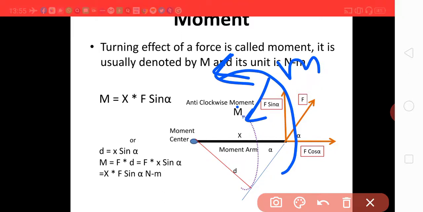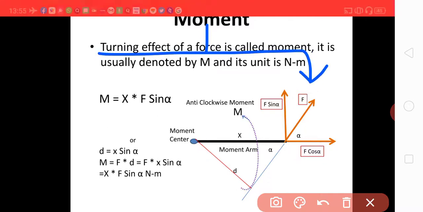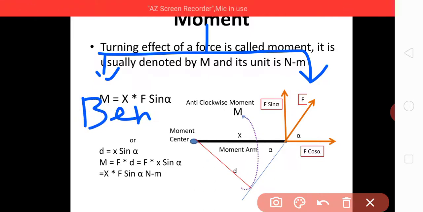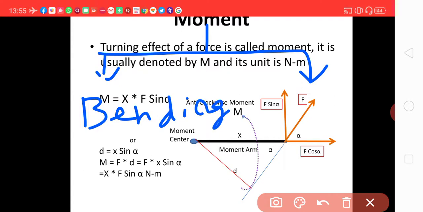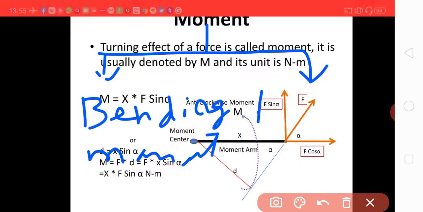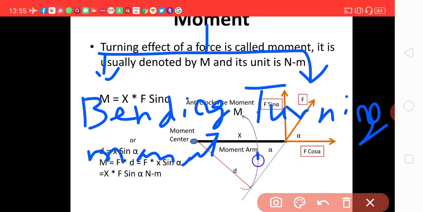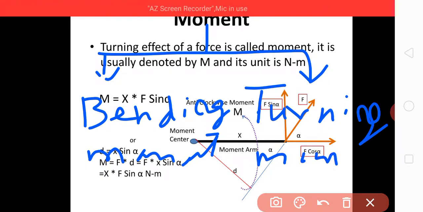This moment basically is of two types. That is bending moment and turning moment.